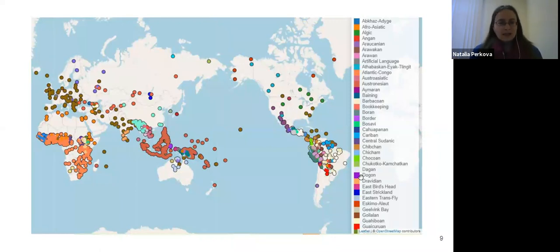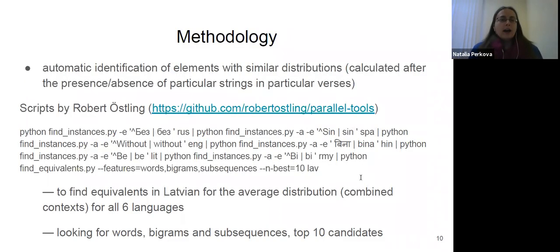I hope that in the nearest future I will fix this by adding more texts, because there is a universal format in which you annotate the text so that they can then automatically be compared by verses. And for this study, we just used the already available script written by Robert Östling.